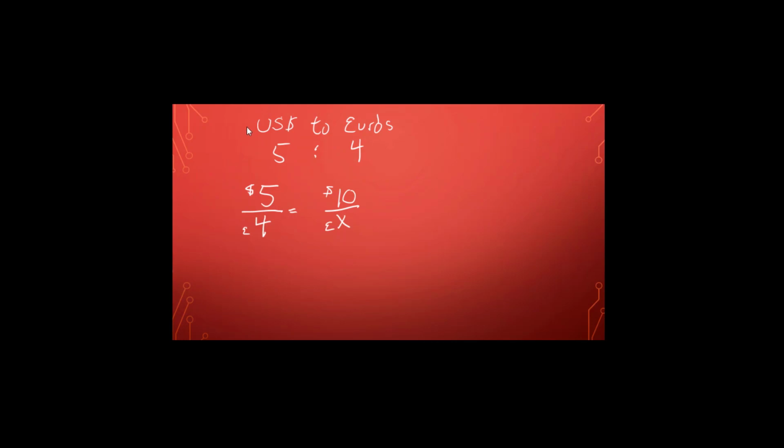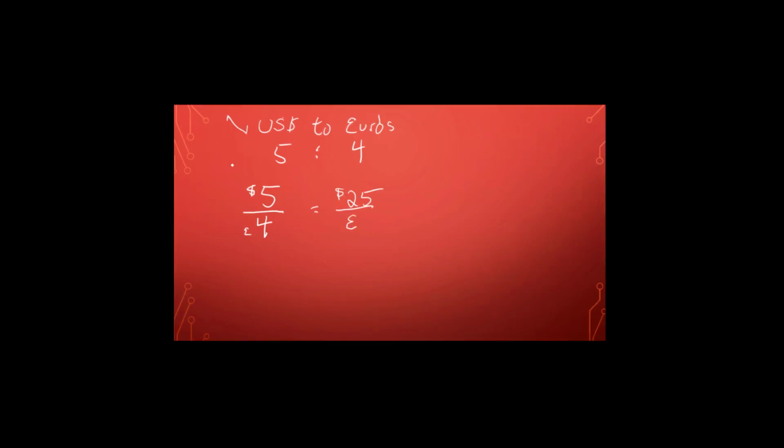This problem is set up. I just want to reinforce here that we're at US dollars to euros. When it says that, then it says 5 to 4. The 5 goes with the US dollars and the 4 goes with the euros. So I set it up in fraction form here, and I put in the units. Dollars to euros equals dollars to euros. So this one's pretty simple from basic fractions. I can just do this. And so I get $10 is 8 euros. And that's all there is to that one.